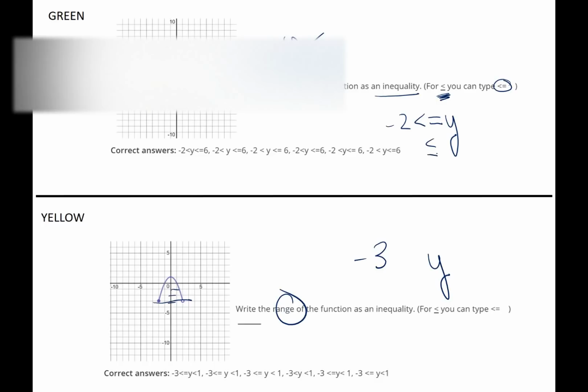Or like this, either way, because that closed dot there takes over that open dot. I typed it as just a less than. Same thing on this one. It should have been a less than or equal to. And then it goes all the way. So this smallest y value here goes all the way up to there, which is a 6. And then this one starts here and goes all the way up to here, which is a 1.